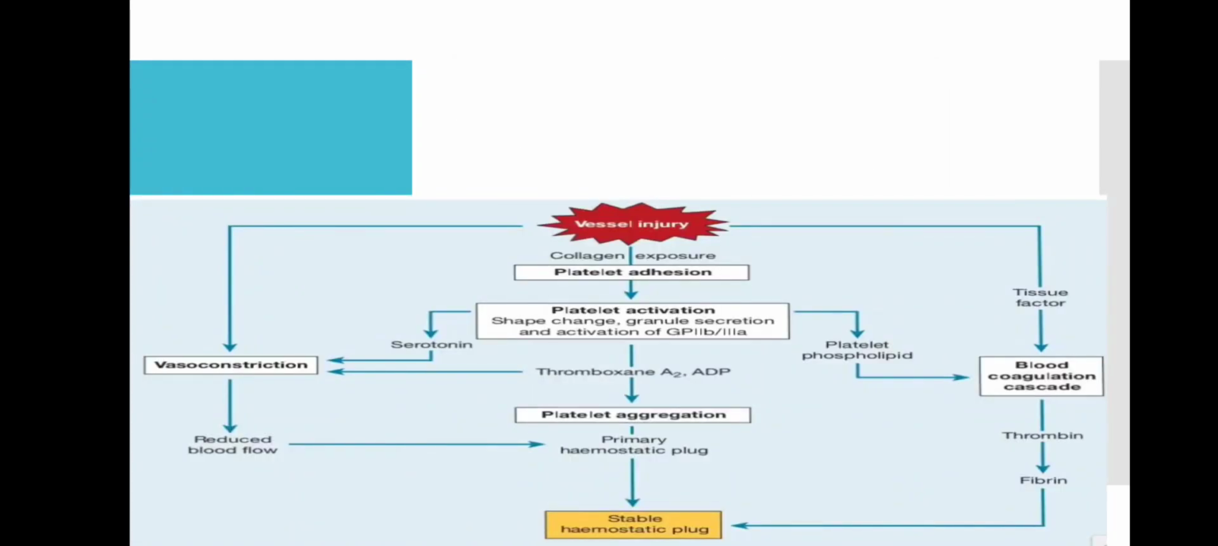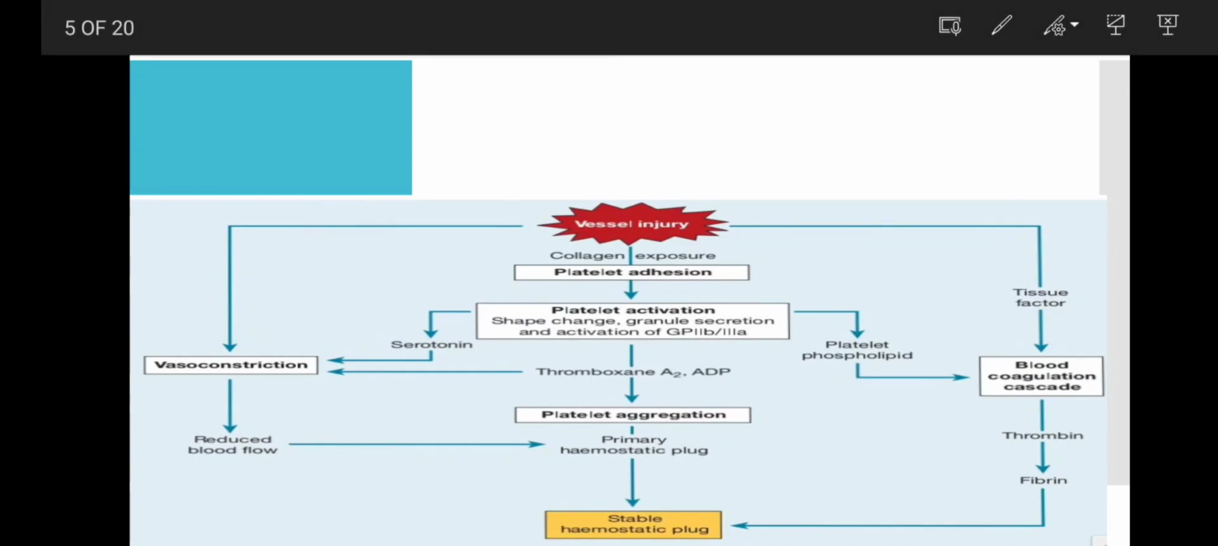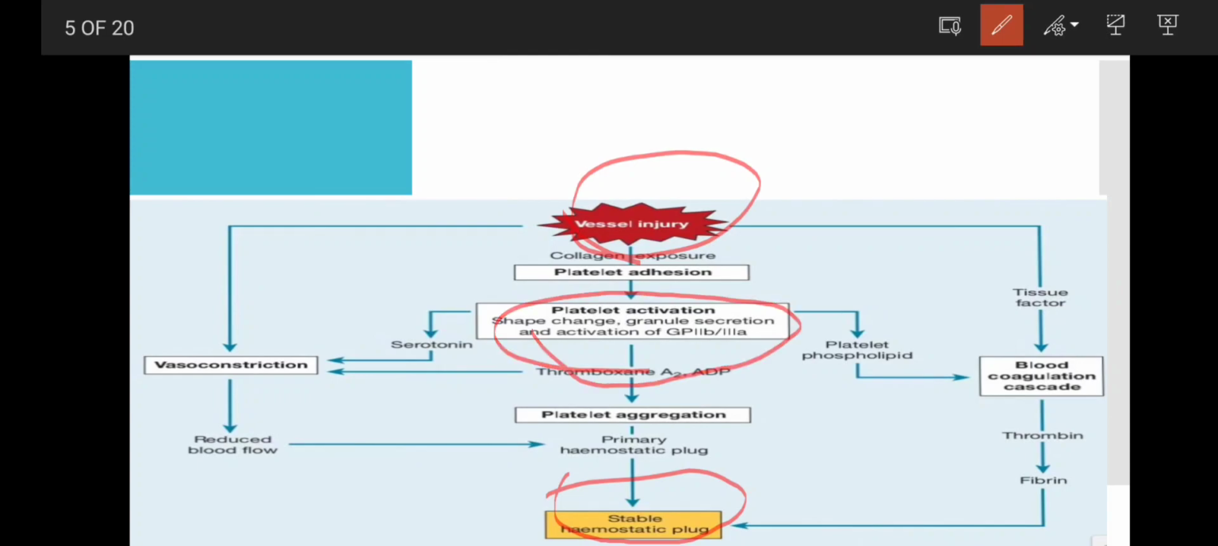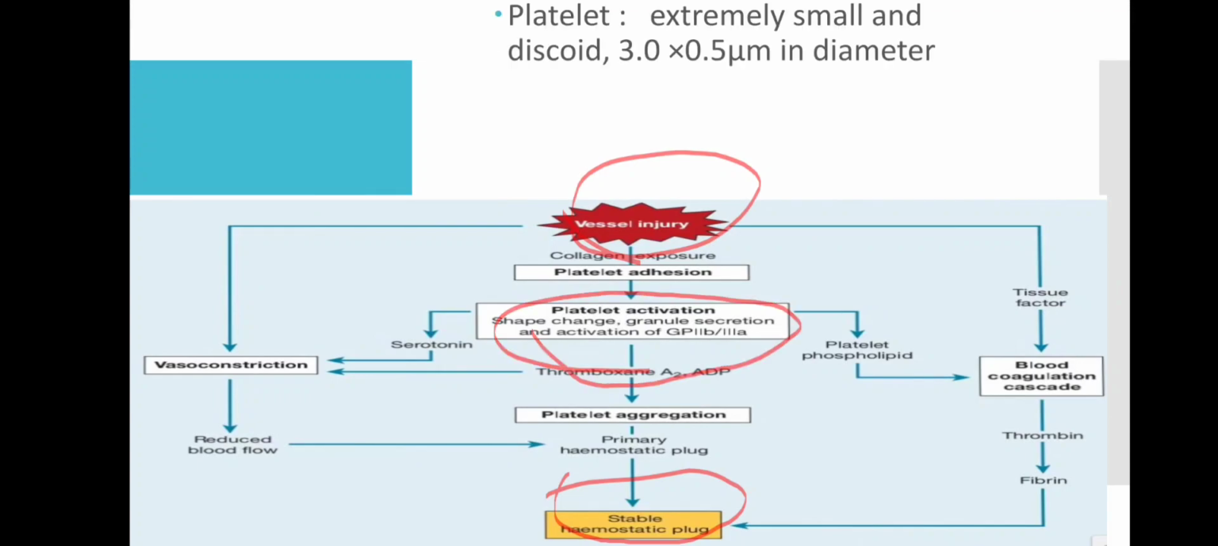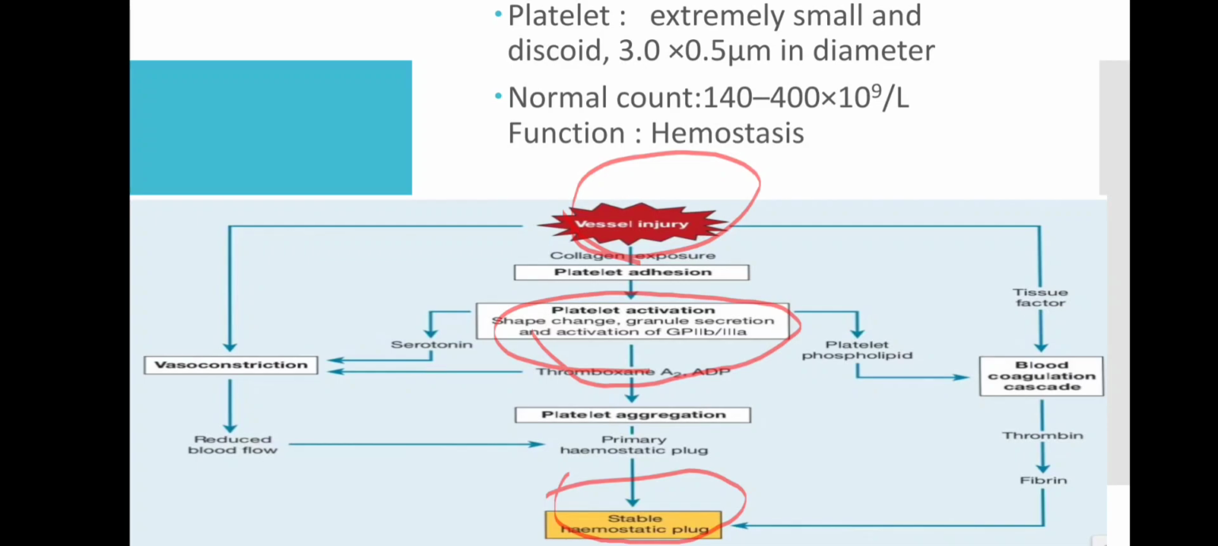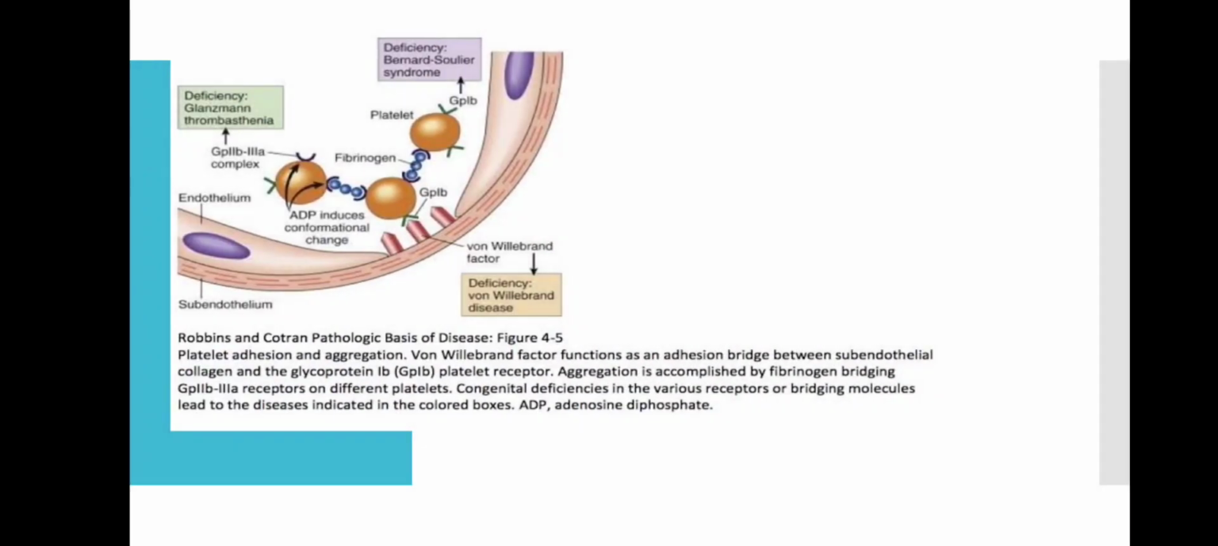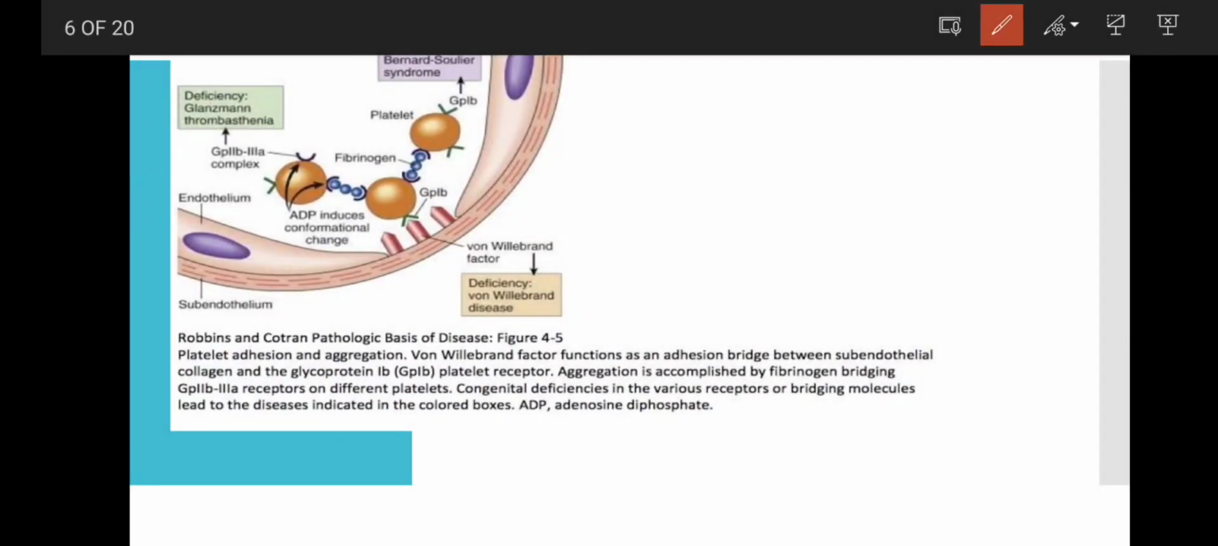As you can see here, if there is any kind of vessel injury in your body, then there will be formation of a hemostatic plug. But for the formation of this hemostatic plug, there must be activation of the glycoprotein 2b3 receptor. As we talked earlier, the function of platelets is hemostasis and the normal count is 140 to 400 into 10 to the power 9 per liter. The glycoprotein 2b3 receptor plays a very important role in platelet aggregation. If there is no glycoprotein 2b3 receptor, there will be no aggregation of platelets. As a result, there will be no hemostatic plug formation.